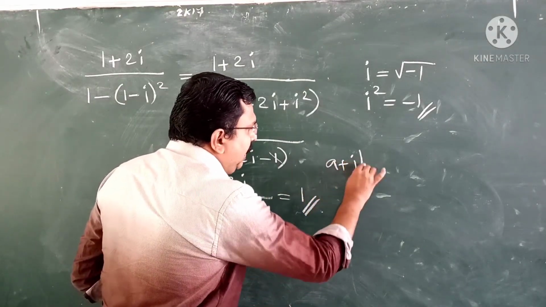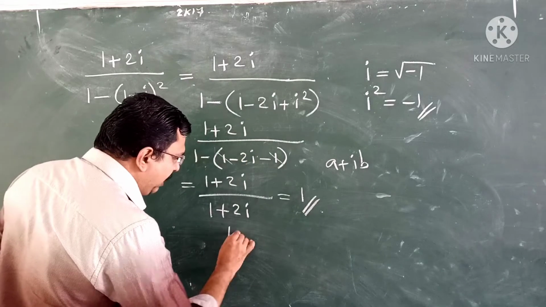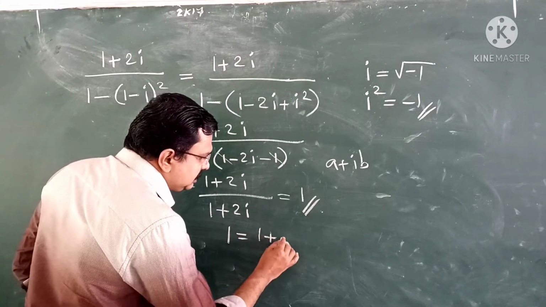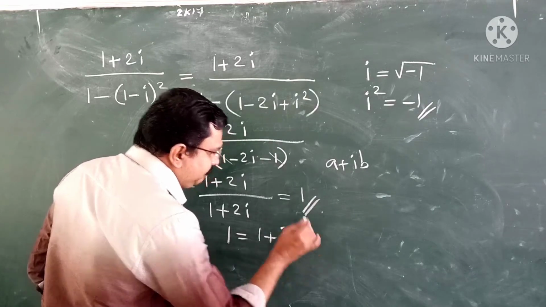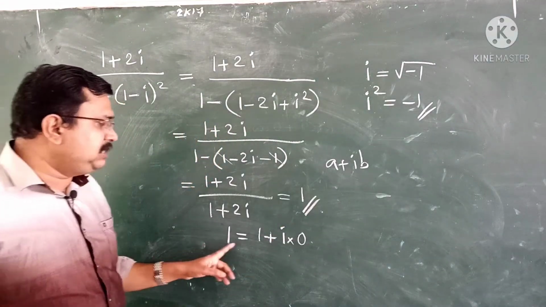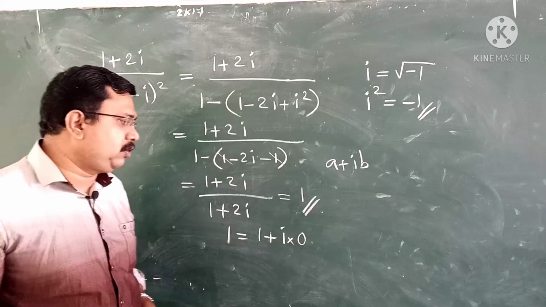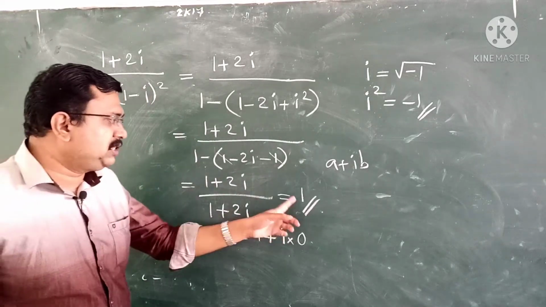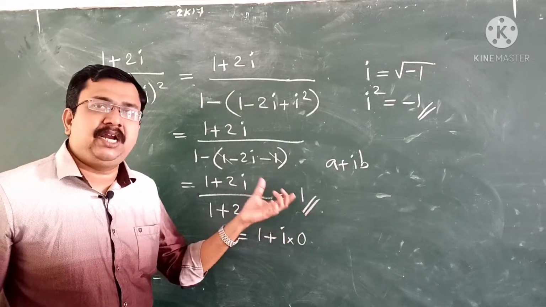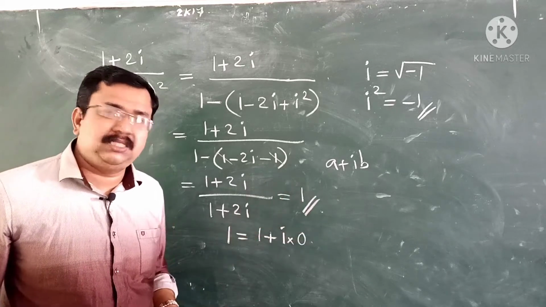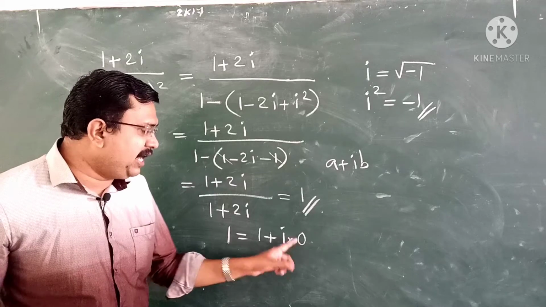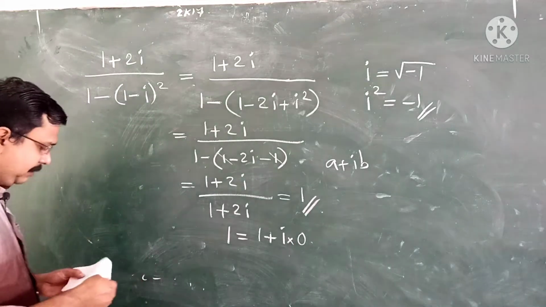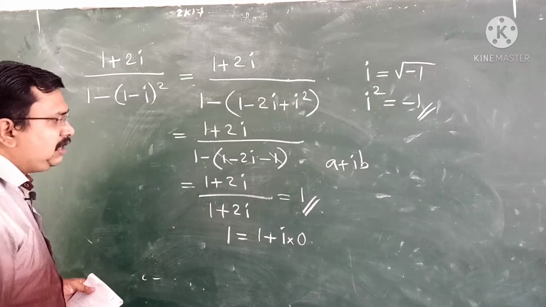Okay. If the answer is 1, then this can be written in the form a + ib. Here 1 means 1 + i × 0. That is, our complex number is 1, which means it has only real part. Its imaginary part is 0. Therefore 1 can be written as 1 + i × 0. Okay. Then what is our r?